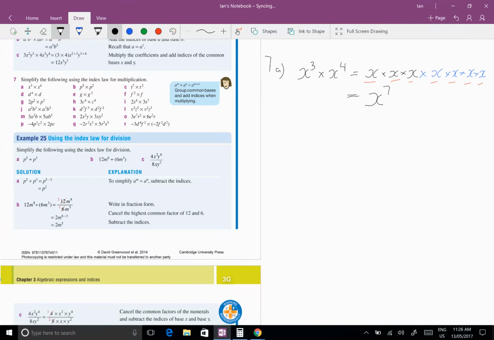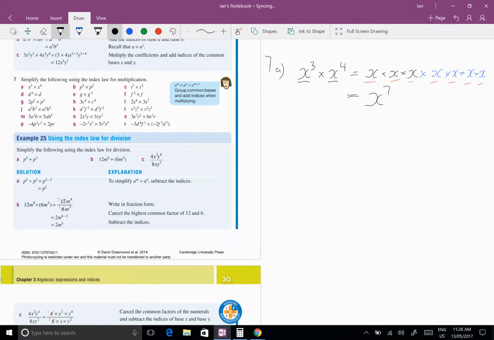Gee, I don't want to do that all the time. I wonder if there's a quick way that I can get that power of 7 without having to write it out longhand. And there is. All you have to do is look at the powers. And because we're multiplying and they're the same base, both x's, I can add the powers to get that 7. See, 3 plus 4 is 7.